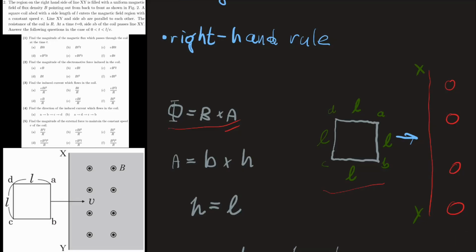The question says that when t is equal to 0, side AB, which is the right side right here, passes line XY, which is the line at which the magnetic field starts. So at time t equals 0, the coil enters the field.